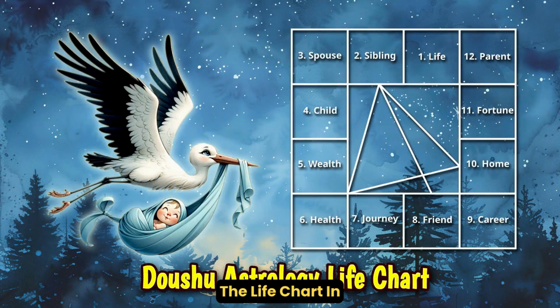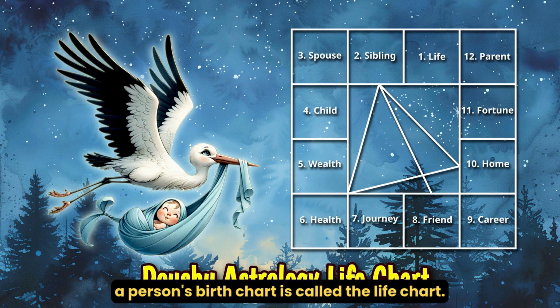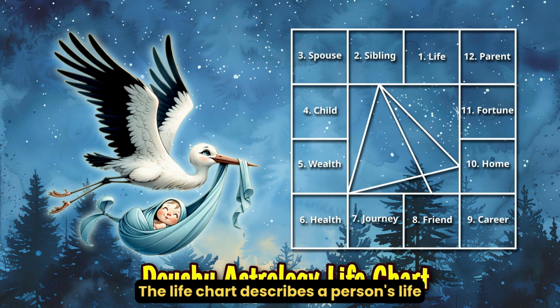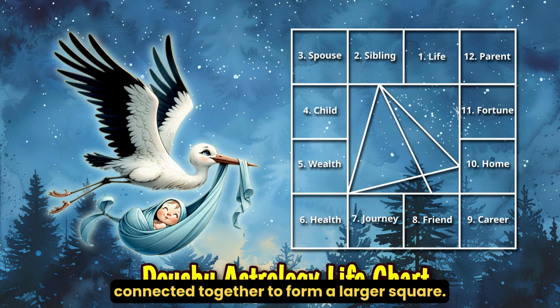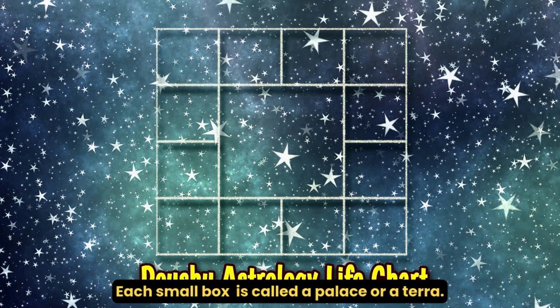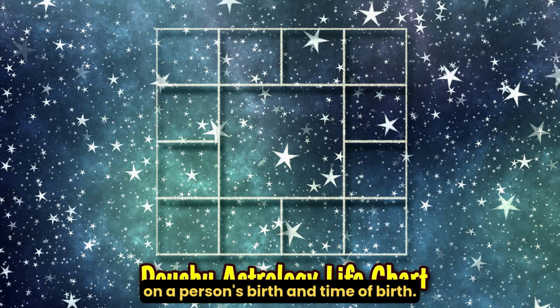The life chart. In Dou Shu astrology, a person's birth chart is called the life chart. The life chart describes a person's life and fortune. It consists of 12 small boxes connected together to form a larger square. Each small box is called a palace or a terra. Stars are placed into these palaces based on a person's birth and time of birth.